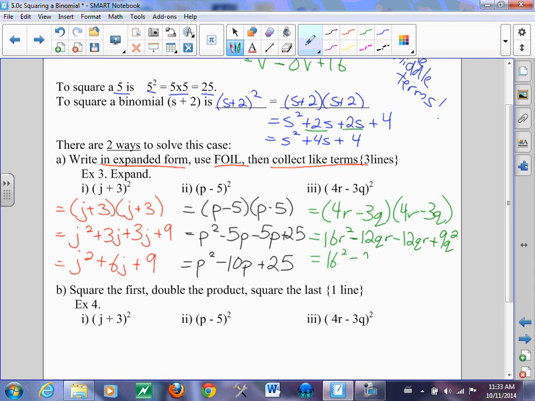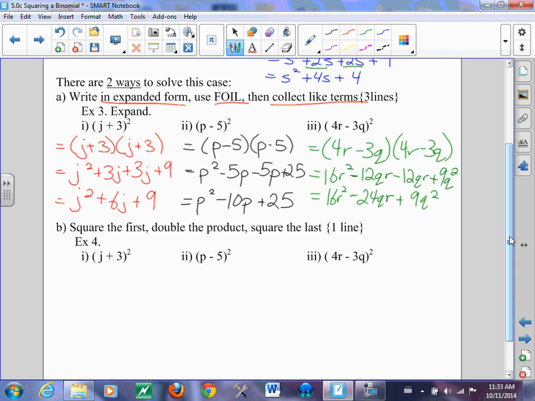So it's going to be minus 24qr and then plus 9q squared. And again, folks, when you got more than one variable, I forgot my r, sorry. When you got more than one variable, ladies and gentlemen, you don't worry about the degree order. All right, so that is the first method. Expand, use FOIL, collect like terms.